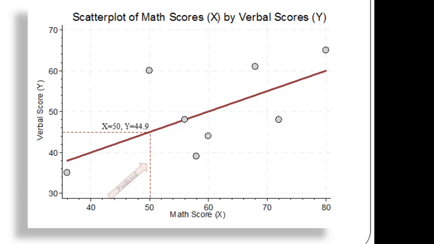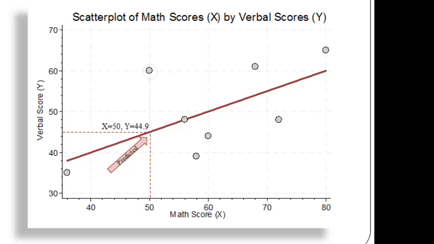We can also use this model to make predictions. For example, if I take a value of x equals 50 and I plug it into my model at the top, so I get 19.9 plus 0.5 times 50, then I get a predicted value of 44.9. That is, my model tells me that for people who scored 50 on the math test, my expected value or my predicted value of the dependent variable, the verbal score, is 44.9.